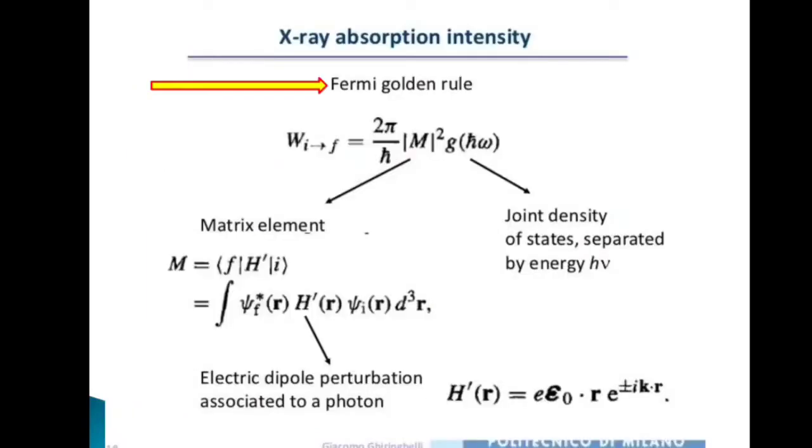The X-ray absorption intensity is based on the viewpoint of the Fermi golden rule. W i to f is equal to 2 pi by h bar, M squared, times g of h omega, and M is a matrix element. M is equal to the matrix element between f and i. The electric dipole perturbation associated with a photon in g of h omega is the joint density of states separated by the energy.